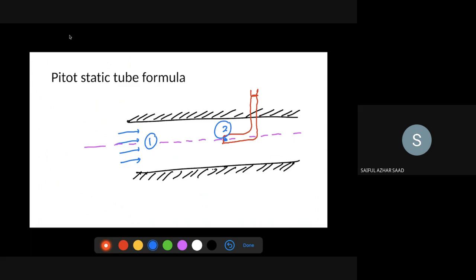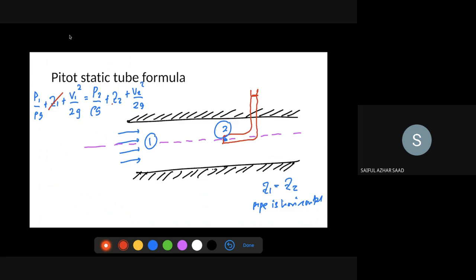So my Bernoulli's equation is going to look like P1 over rho G plus Z1 plus V1 squared over 2G equals P2 over rho G plus Z2 plus V2 squared over 2G. From my diagram over here, I can say that Z1, the elevation of point 1, is equal to the elevation of point 2 because the pipe is horizontal. So now I can cancel out my Z1 and my Z2 here. Now I am left with this equation, let me move to the next slide.